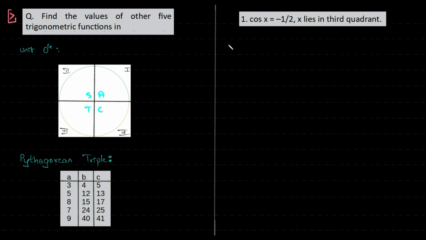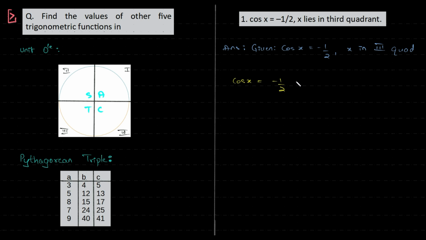Now to answer this particular question, I'm going to start off with the given: cos of x is equal to minus half, x in third quadrant. So the very first thing is cos of x is equal to minus half. Half is something that we know, that is, cos of 60 is half.